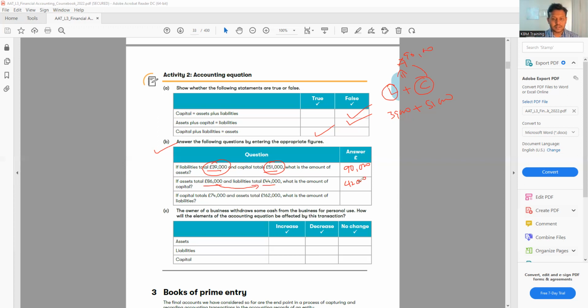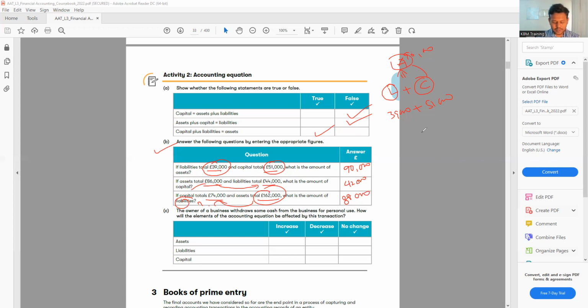This is our capital. If the capital is 74 and the asset is 162, how much is the liability? Again, the same thing. Asset is always the total. So asset minus capital, 162 minus 74, so 88,000 is my liabilities. It's quite simple. If you understand this one, asset, liability plus capital over asset, that's quite simple to do the workings.